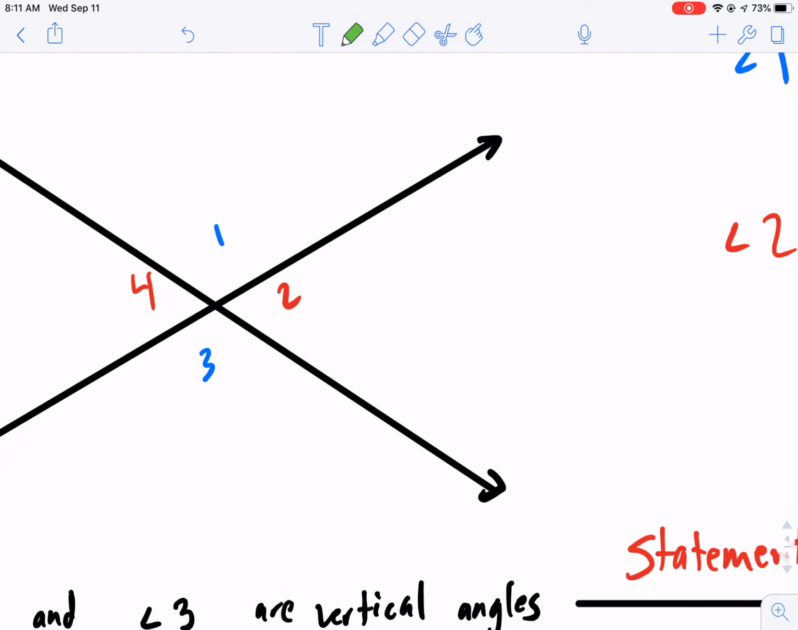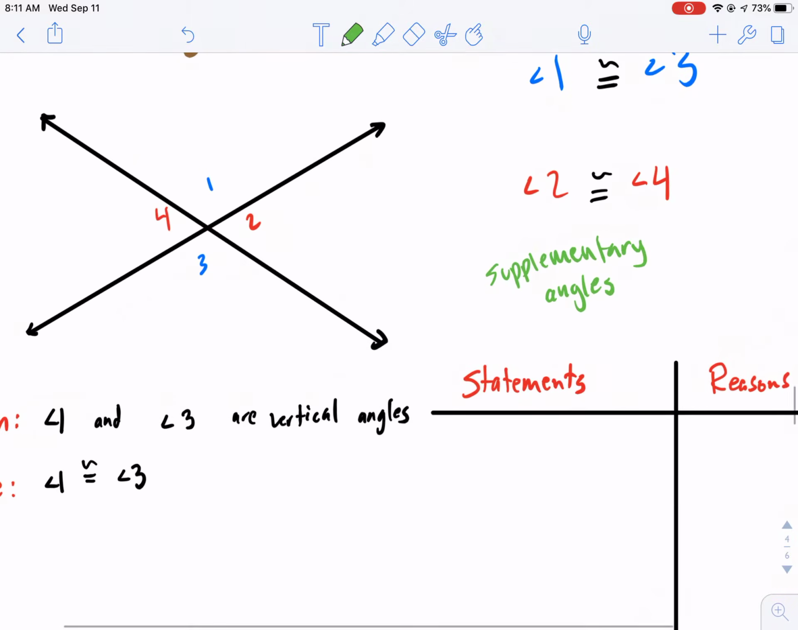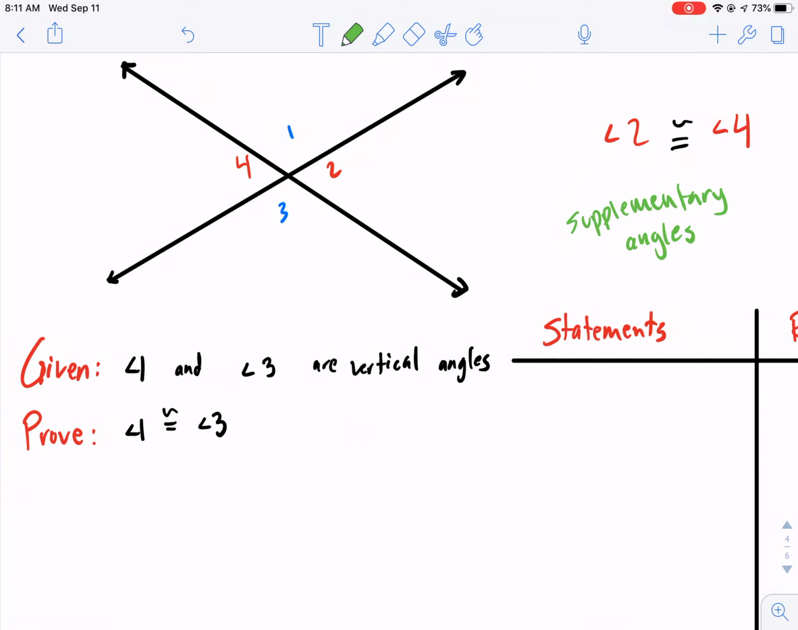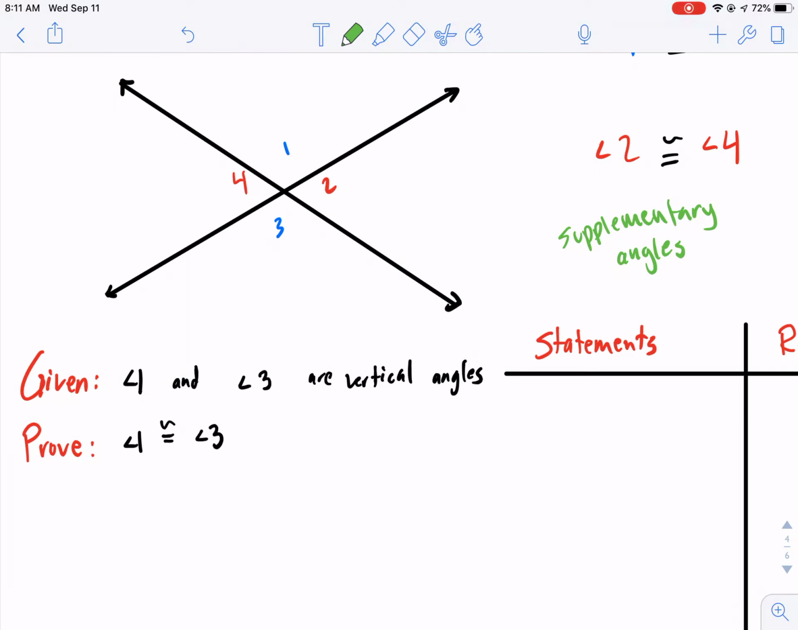Supplementary angles are our building block here. We need to understand supplementary angles in order to build off that information, and use deductive reasoning to establish what vertical angles are. So let's look at what's given. Given angle 1 and angle 3 are vertical. We know vertical angles are congruent, but we're trying to prove that right now. So we can't just say it's given that they're congruent. No, we need to prove it. So we need to understand supplementary angles.